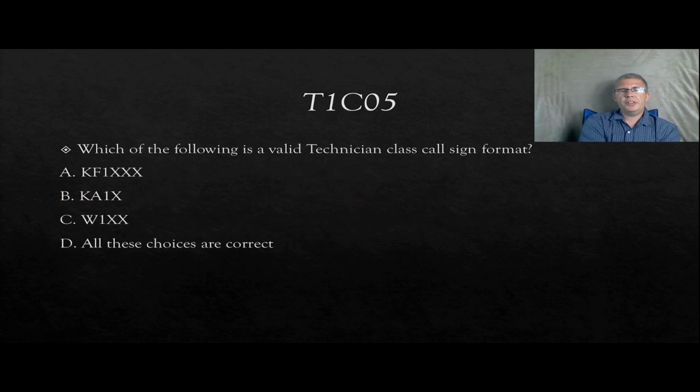Number 5. Which of the following is a valid technician class call sign format? A. KF1XXX. B. KA1X. C. W1XX. Or D. All of these choices are correct. So we'll talk about this real quick. A, we call this a 2x3. B is a 2x1. And C is a 1x2. So the answer is all these choices are correct.